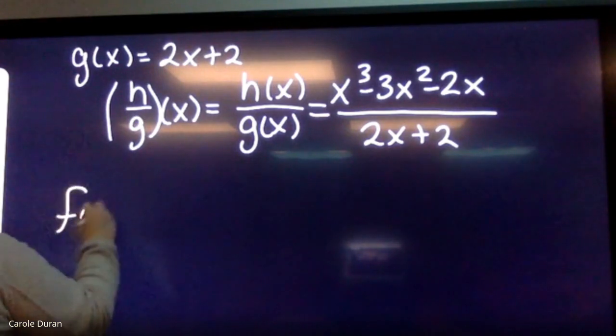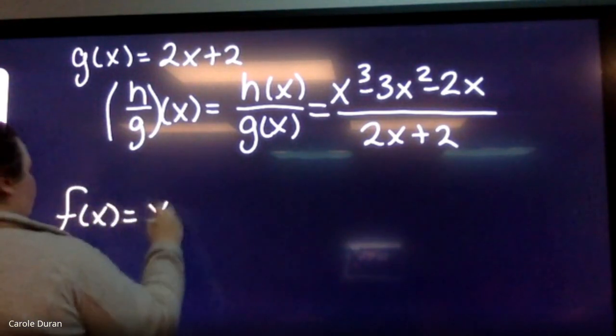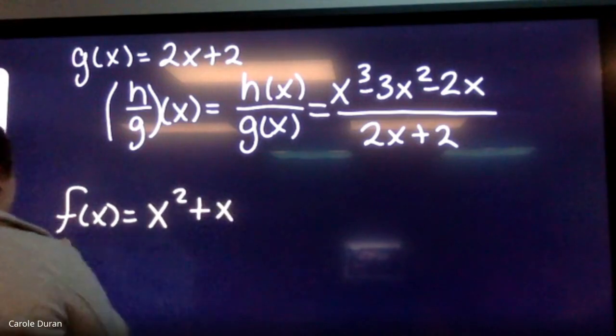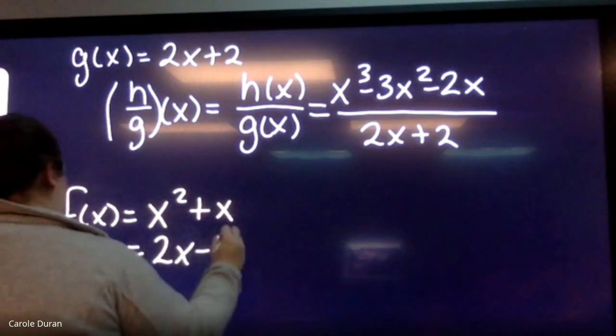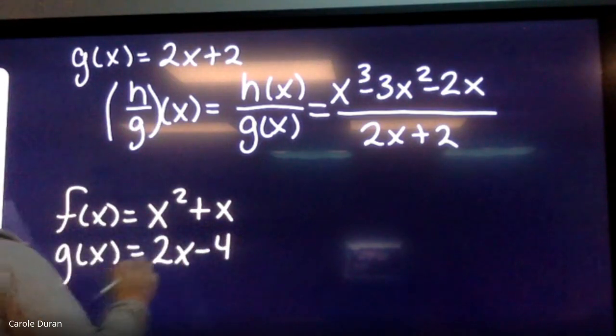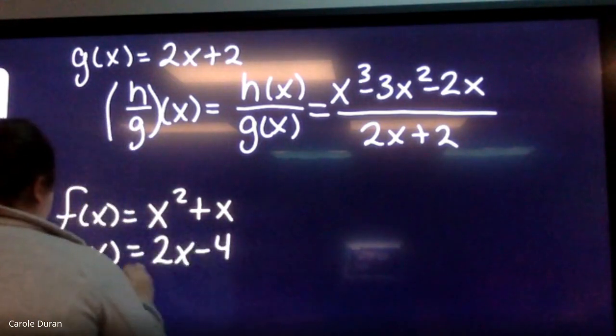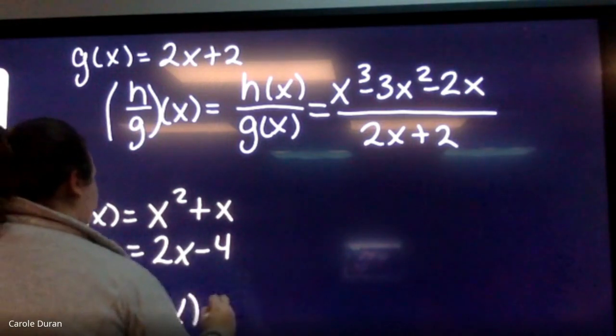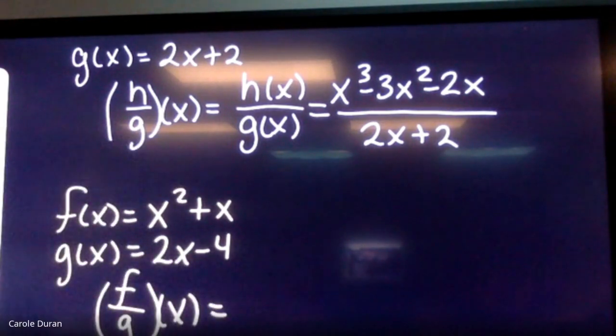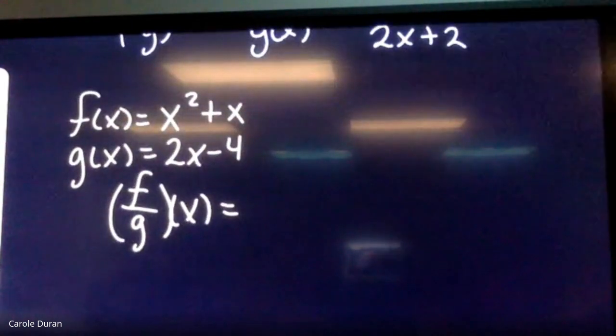While she's writing, here's the one you're going to do on your own. And then I would like for you to find f over g. Are you done, Ariana? Okay. So this is the one you were doing on your own.